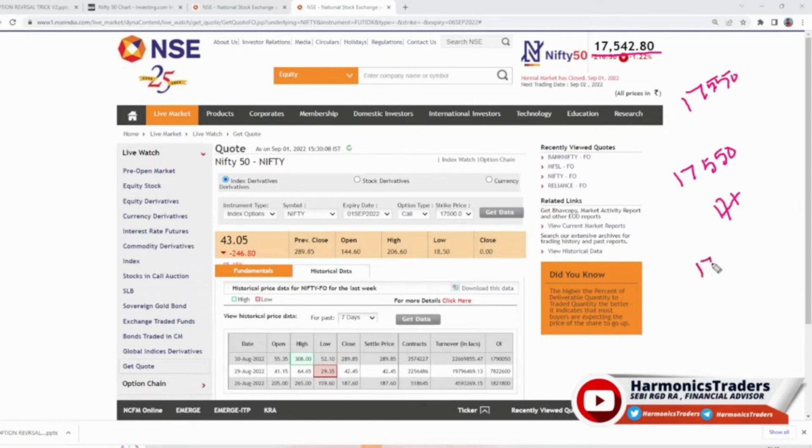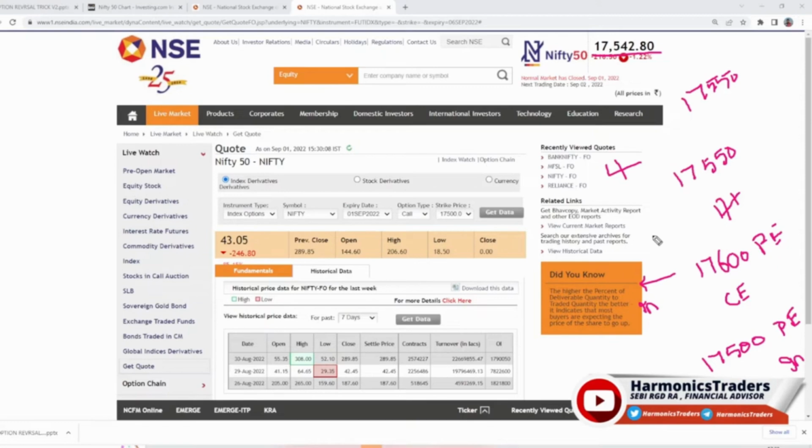Now if we take 17,600, this becomes an out of the money CE. Why? With respect to CE, you are anticipating Nifty to come to 17,600, and so it is above this 17,550. This is called an out of the money CE. Likewise, 17,500 is called an out of the money PE. Now the opposite: 17,500 CE is called in the money. Likewise, 17,600 PE is called in the money. Just understand these four terms, what is out of the money and what is in the money.